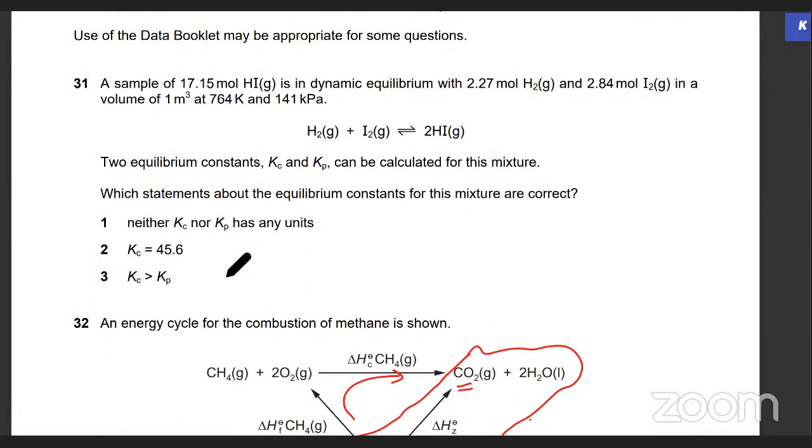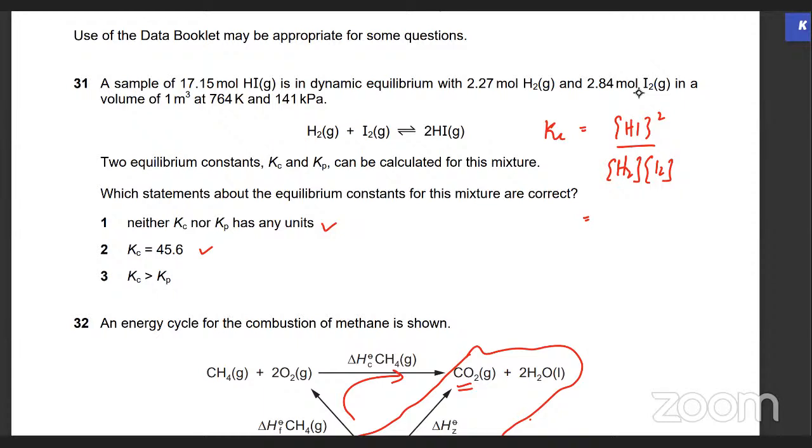Okay, let's quickly do this one. You're given a sample of 17.15 moles of HI in dynamic equilibrium with 2.27 moles of the other species. So he's given you all the values. You just have to calculate the value of Kc. He's asking for Kc, right? So it's going to be HI concentration squared over the other terms. The first one is true: Kc and Kp will not have any units. Why? Because you've got the same number of terms, above and below, the exact same number of terms.